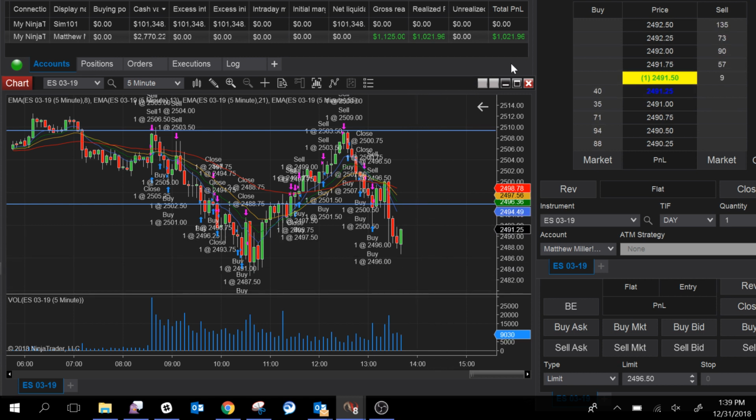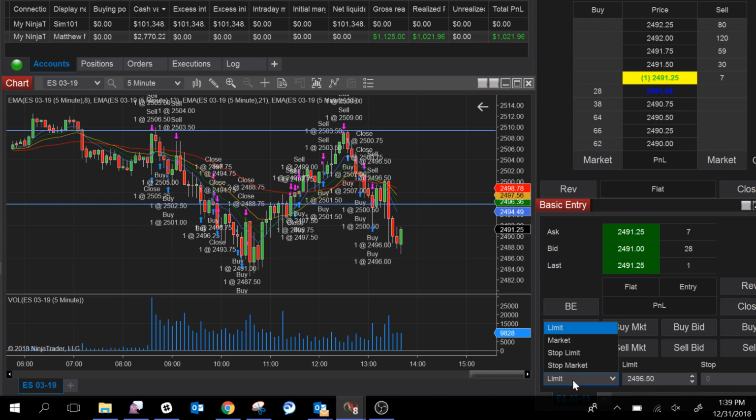So this is the NinjaTrader outlook, basically. They do charge commissions, which is why I have $1,125 as my gross realized, but I've only realized $1,021 out of that because they have taken commissions off of my trading. But this is a great option for people who don't have a full $25,000 account to day trade stocks. You can day trade futures as much as you want just off of that account minimum.